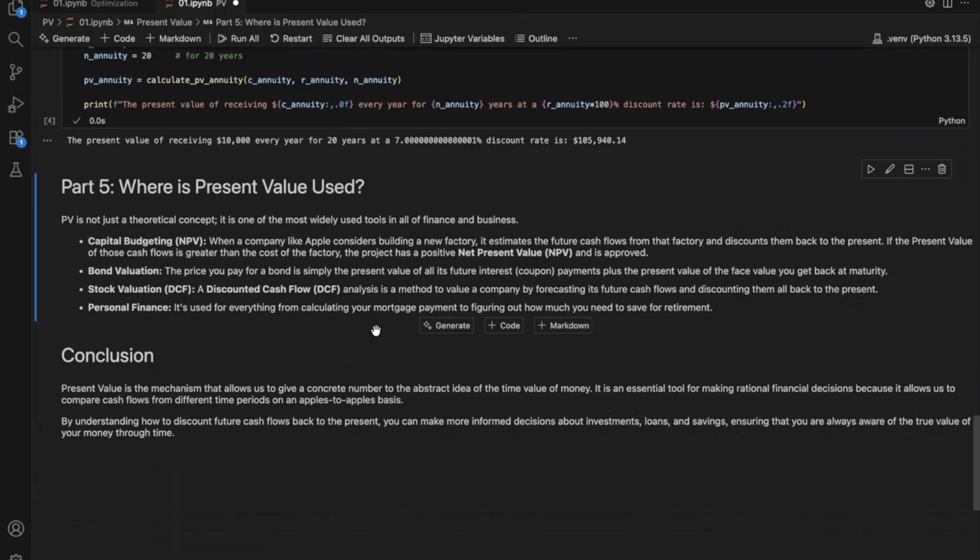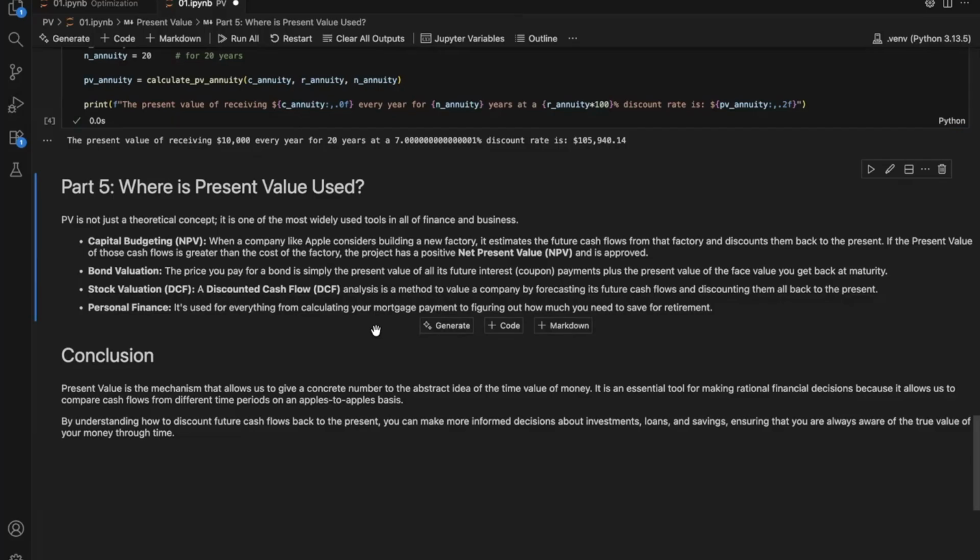Now that we understand how we calculate present value, let's look at where present value is actually used. This isn't just a theoretical exercise. Present value is one of the most critical and widely used tools in all of finance. The first use case we'll look into is capital budgeting. Companies use it to decide if building a new factory is a good investment by comparing the present value of future profits to the initial cost. This is called the net present value.